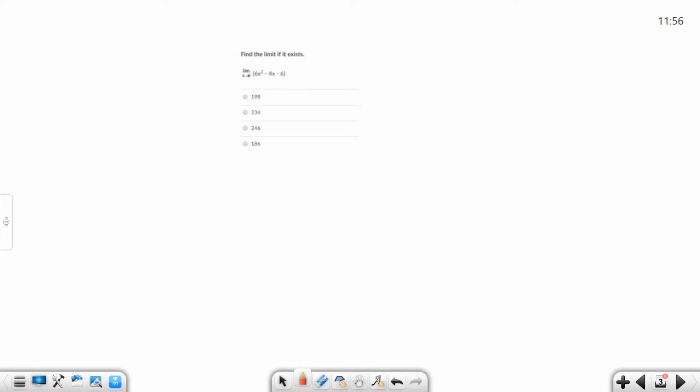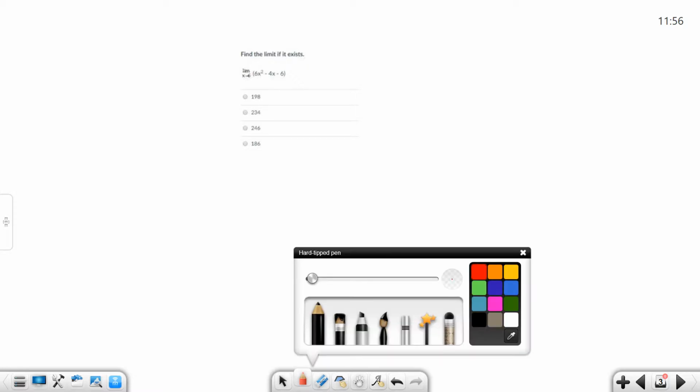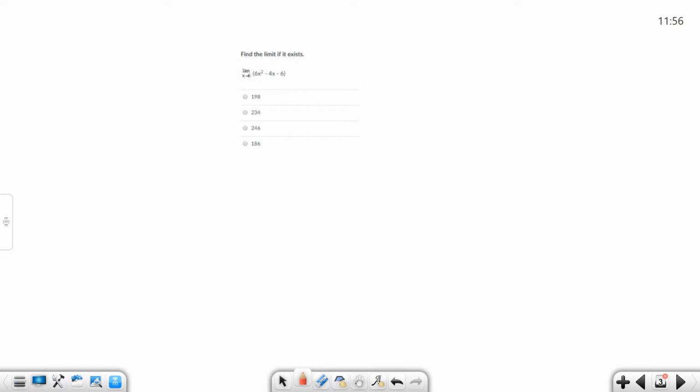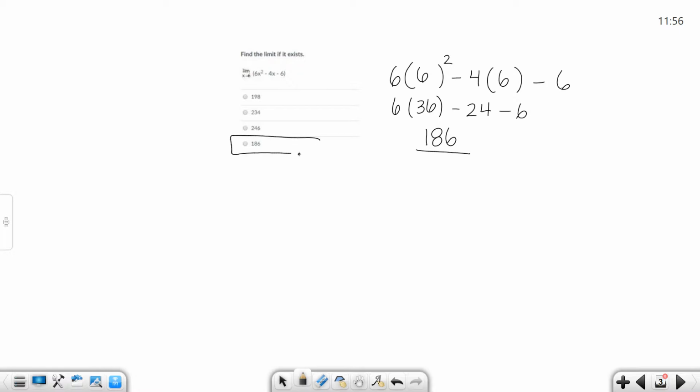Okay, so remember, if you have a limit that's approaching a number, all you're going to do is plug in. So we're going to say 6x squared minus 4x minus 6. The number that I'm plugging in is 6. So that's going to be 6 times 36 minus 24 minus 6. And when I put all of that into my calculator, I get 186. So that's my answer. Will you have some like that on your exam? Yes, you will. Just plug in and get the answer.